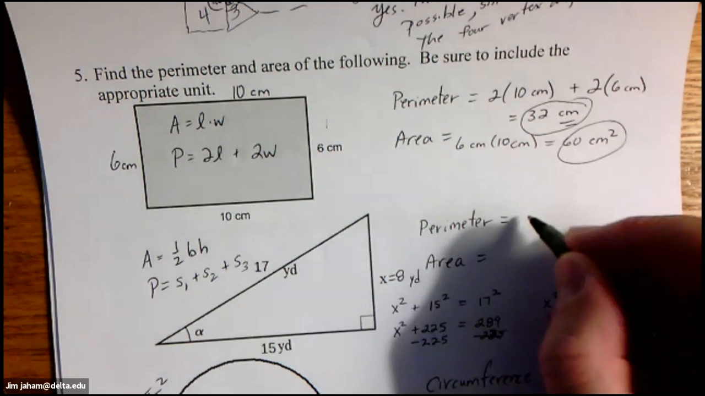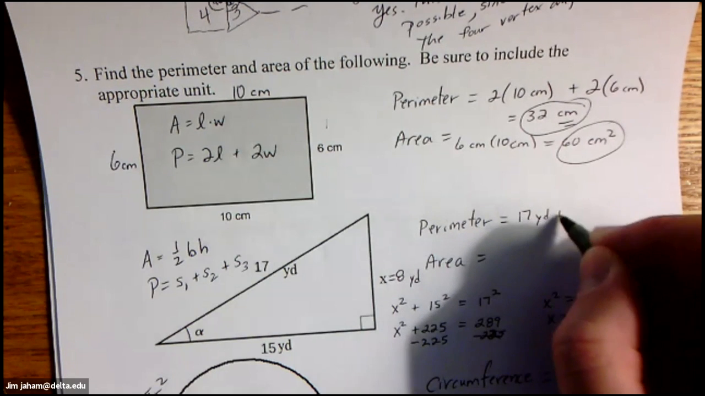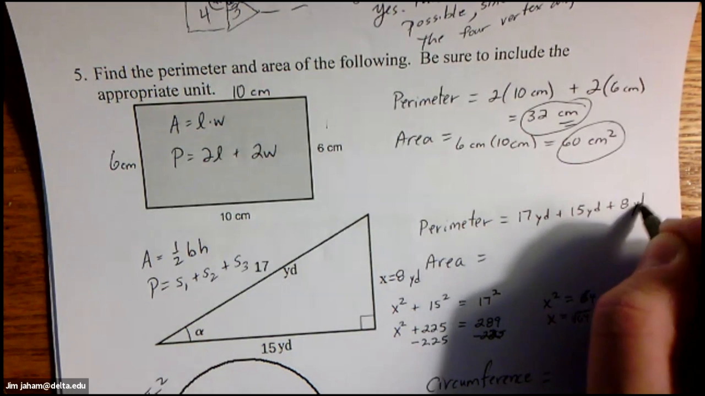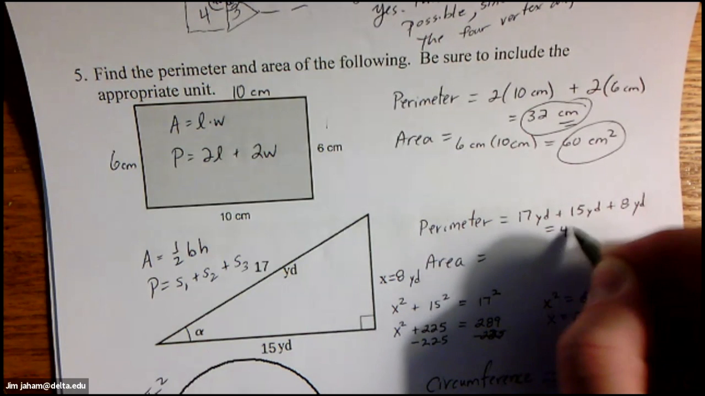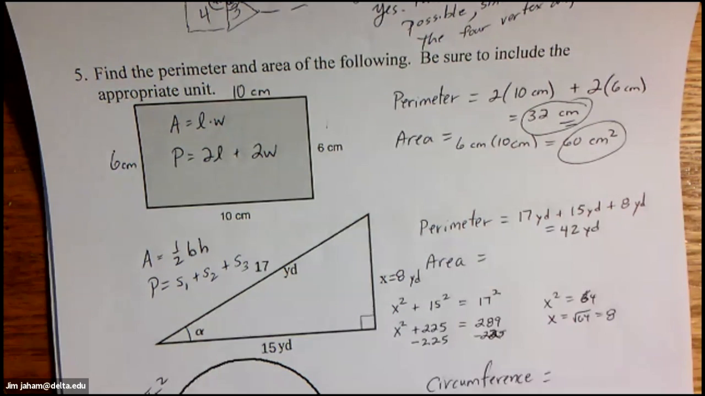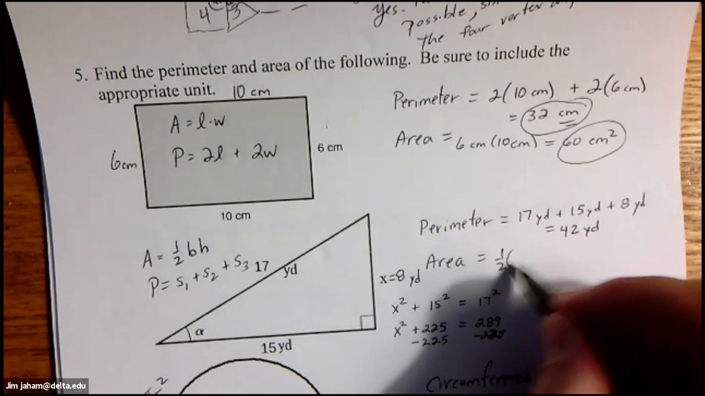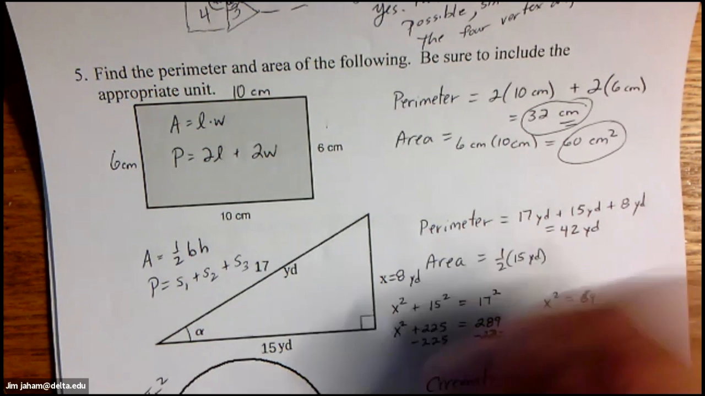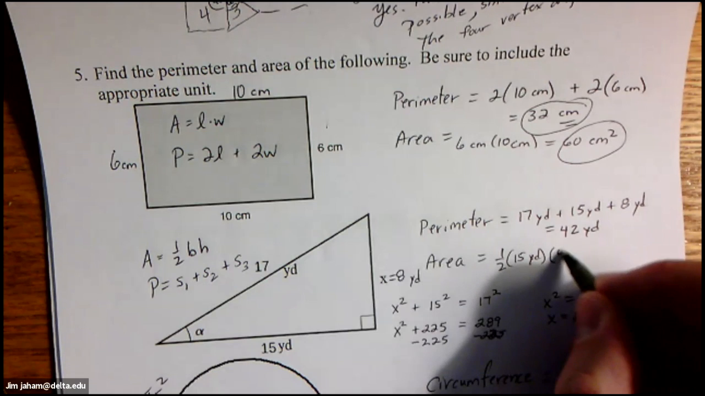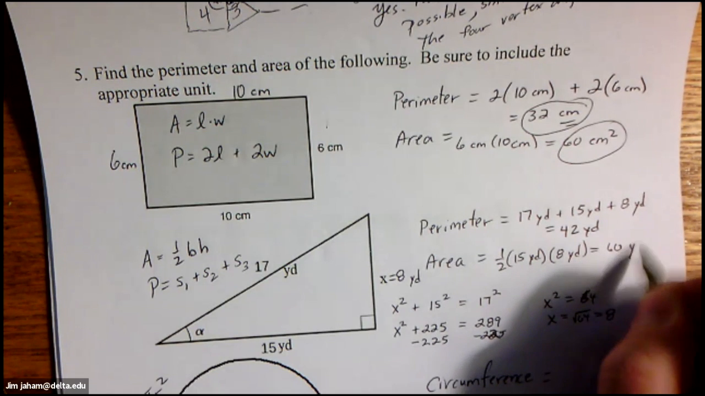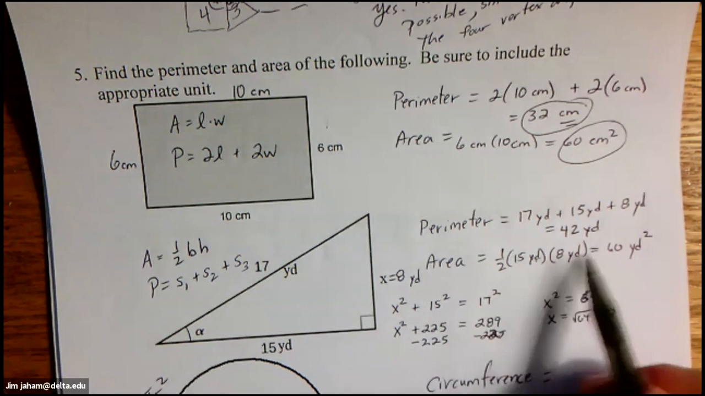So the perimeter would be 17 yards plus 15 yards plus 8 yards. 40 yards. And the area is 1/2 times the base, 15 yards, times the height, 8 yards. And that is 60 square yards. Yards times yards is yards squared.